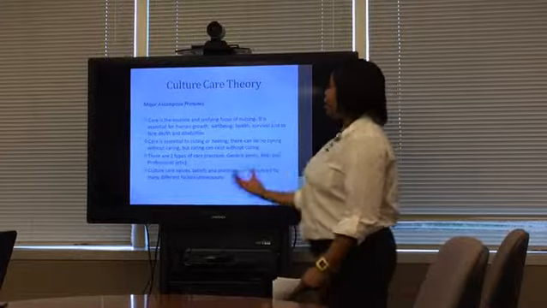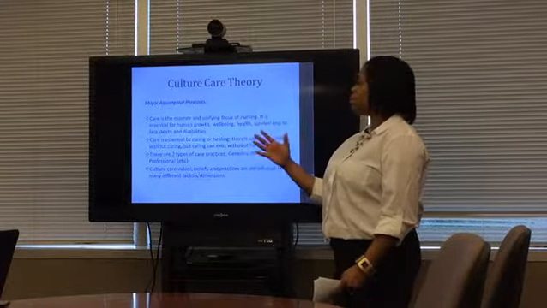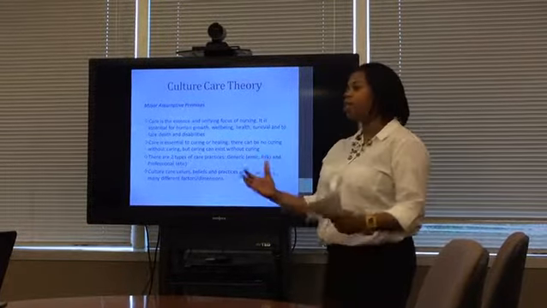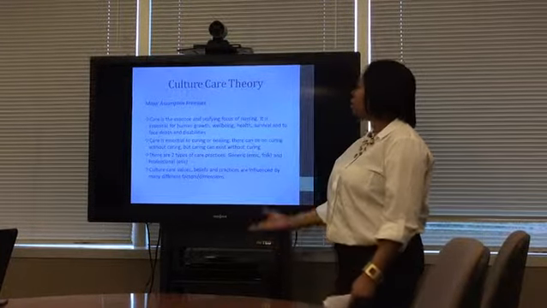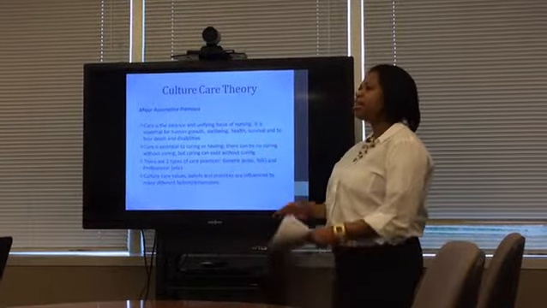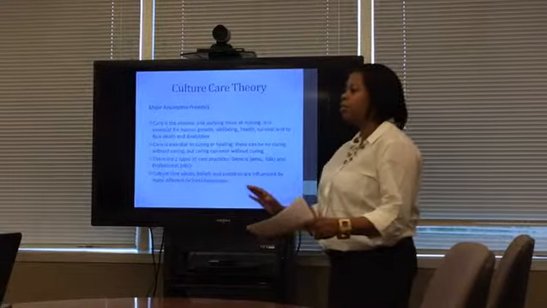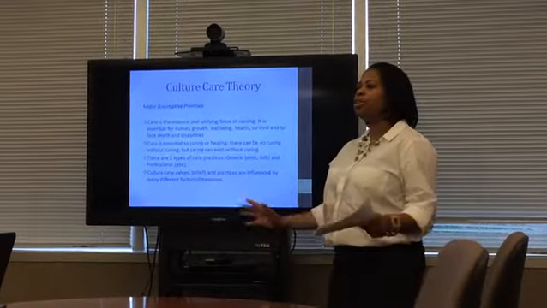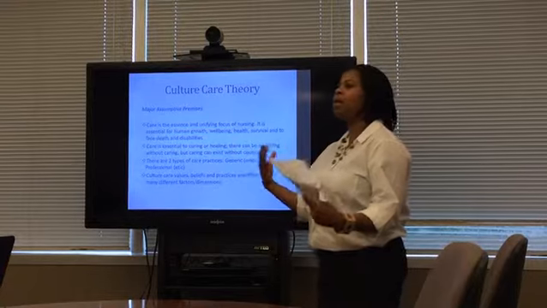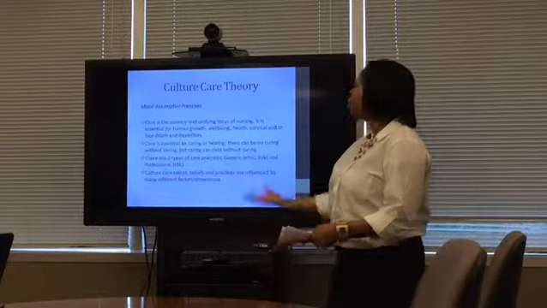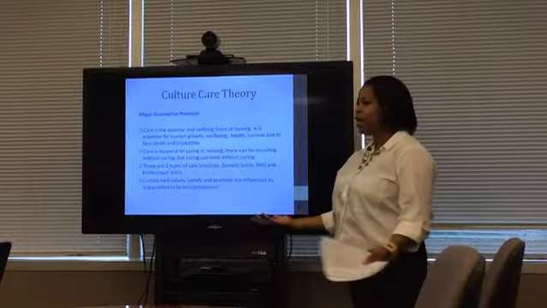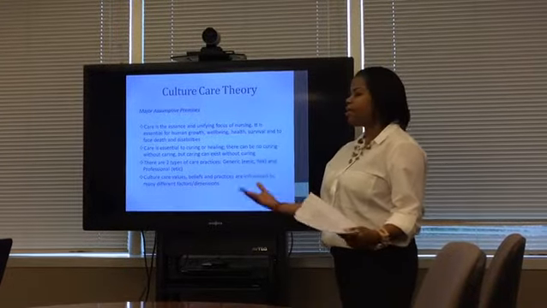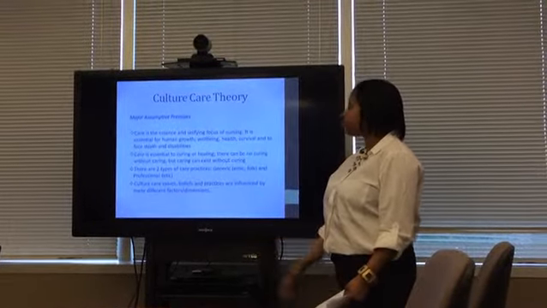But before she really got into the theory, she said there were some assumptive premises, some things you have to think about before you can really get into the theory itself. What she first said is that care is the essence and unifying focus of nursing. In order to do nursing, you have to come with some type of caring aspect. Caring is essential for human growth, well-being, and survival. Like I said, it helps people face death and disabilities.